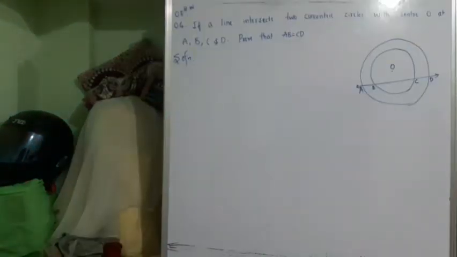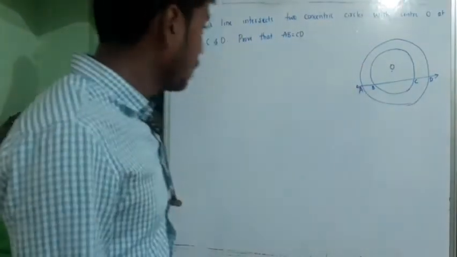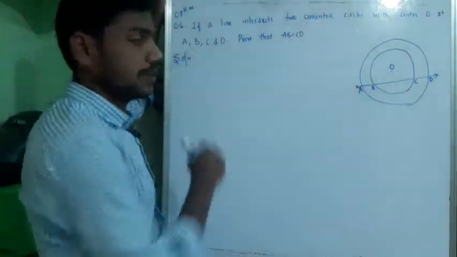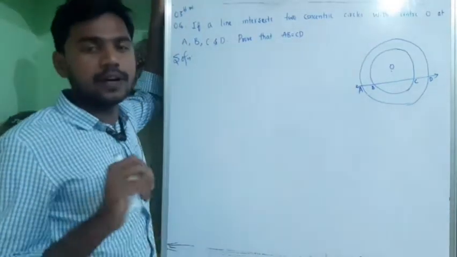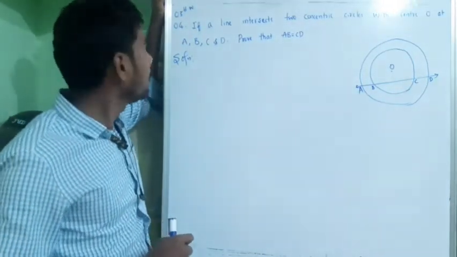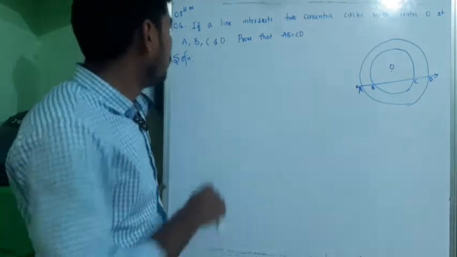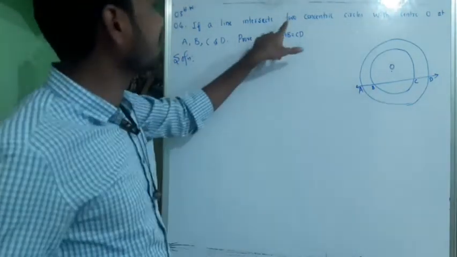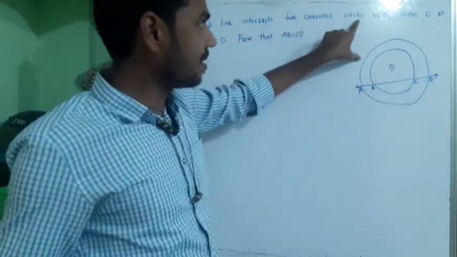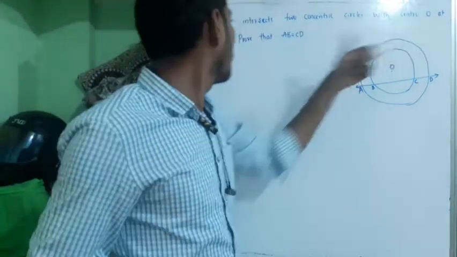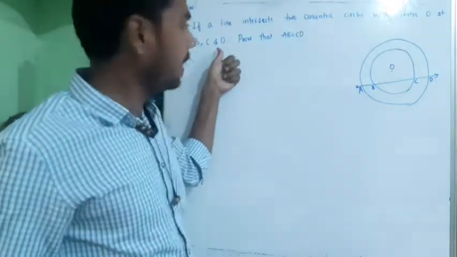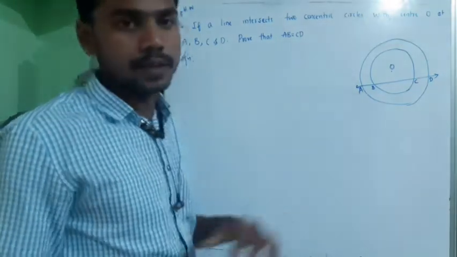Fourth question. Third question will be very much similar to the second question. You should solve it by yourself. If you have difficulty, let me know. I am going to help you. Fourth question. If a line intersects two concentric circles with center O at A, B, C and D, prove that AB is equal to CD.